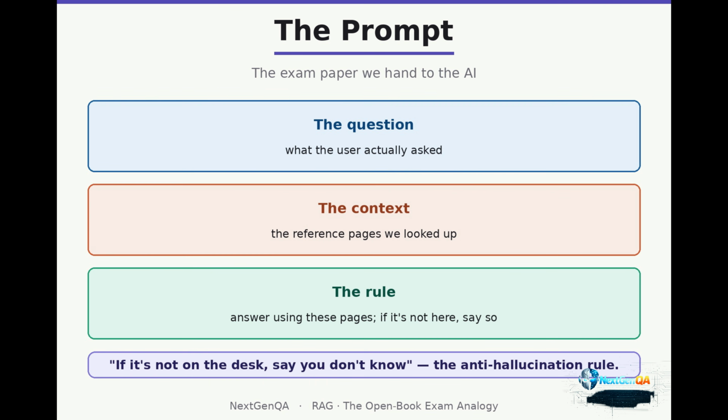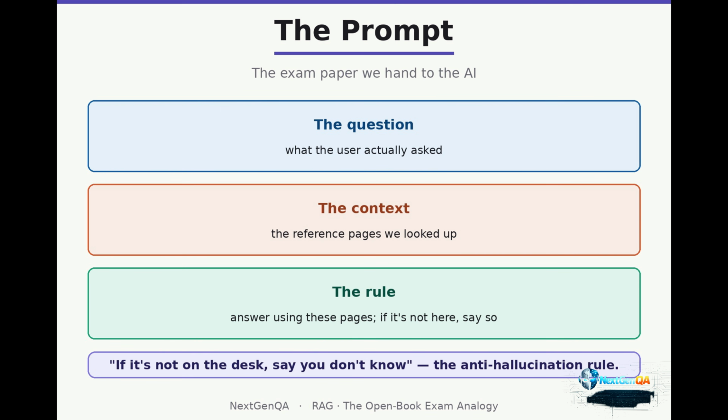That last instruction is the quiet hero. It is us telling the student, do not guess from memory, base your answer on what is actually on the desk. And if it is not there, it is okay to say you don't know. This single instruction is a big reason RAG answers hallucinate far less. So the prompt neatly bundles everything: question, context, and rules into one clear package and hands it over.